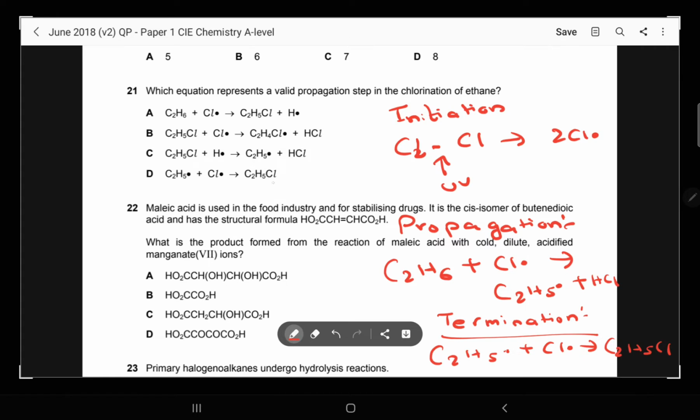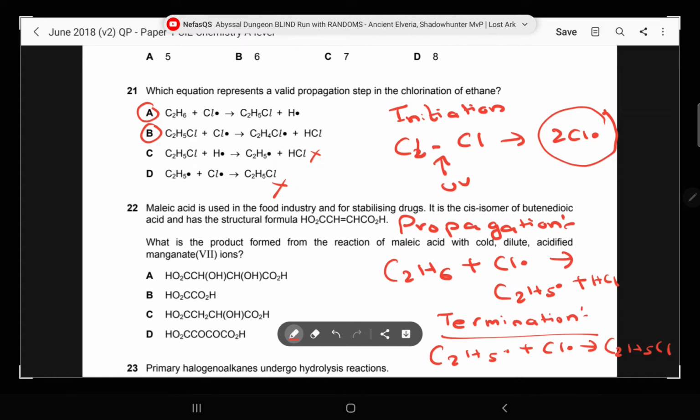D is certainly not the correct answer, as this is a termination step, since there are two radicals that are combining to form one product. C is definitely not the right answer, because our condition is a chlorine radical has to be attacking the reaction mixture. A hydrogen radical is not going to be present in our reaction. Hydrogen radical is therefore out of the question. Our options lie between A and B. Both of these are viable.